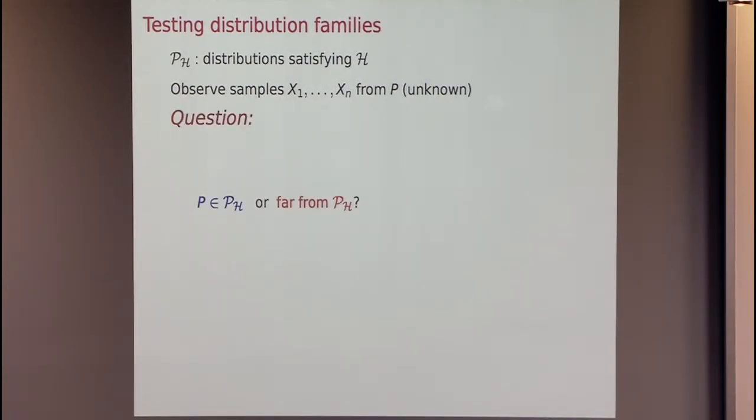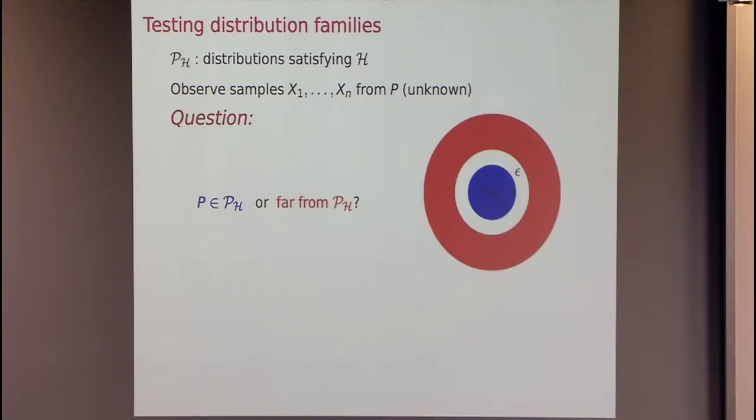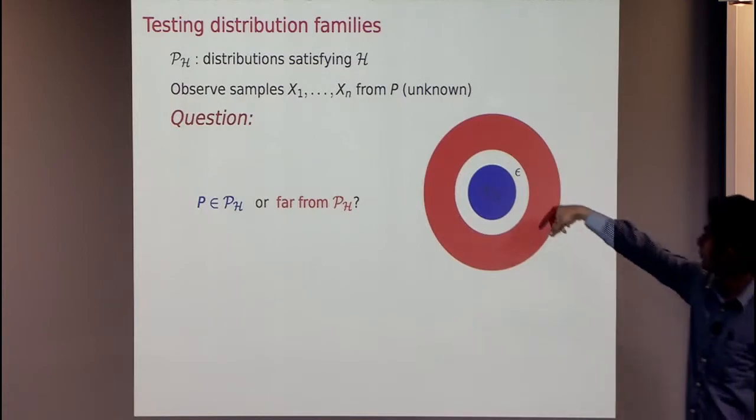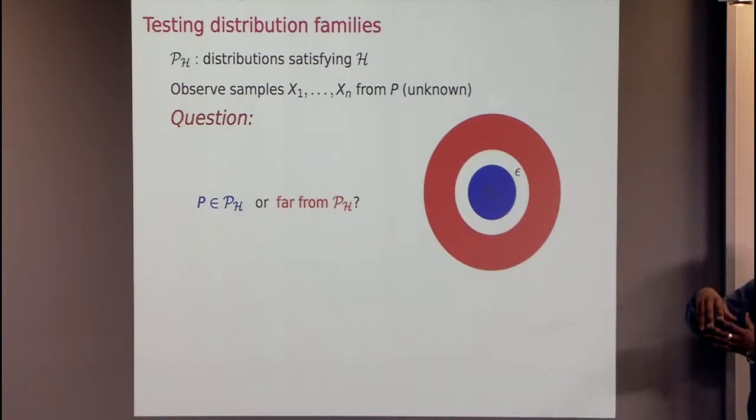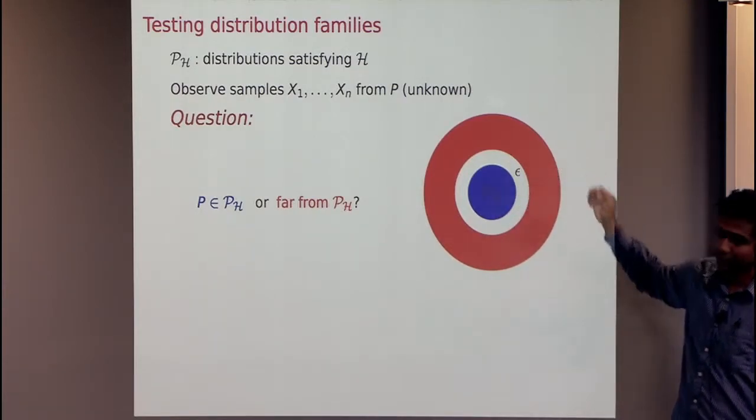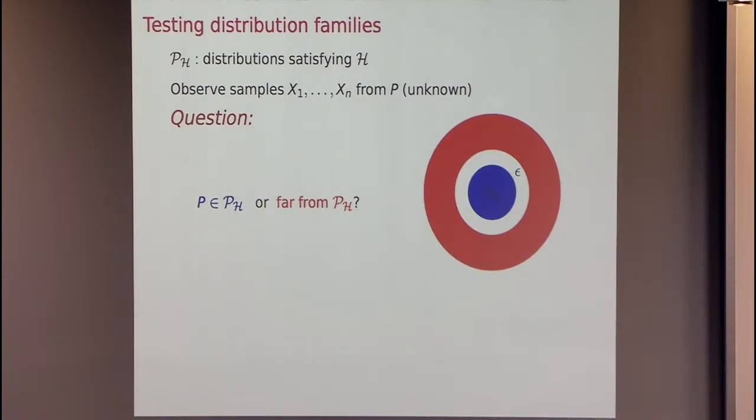And our objective is to answer precisely the question whether it is in the class or it's far from all distributions in our hypothesis. So pictorially, this is the class of our hypothesis, and we want to answer if it's here or here, and we don't care about what happens in between. Is the setup clear?